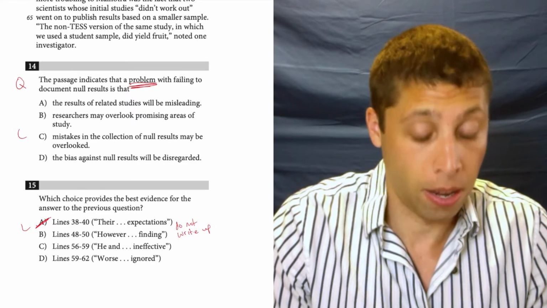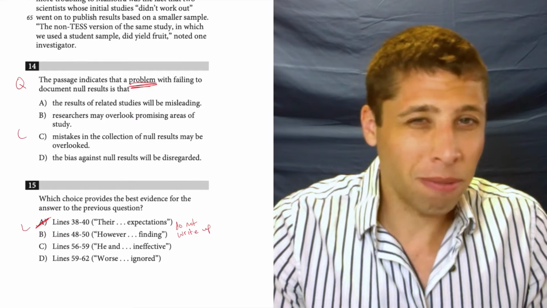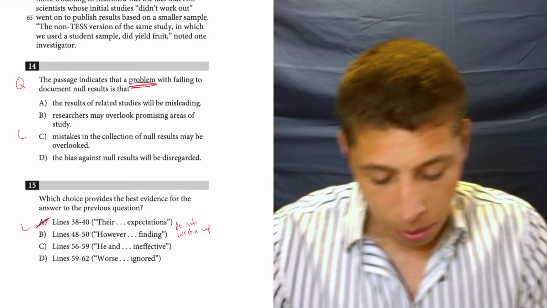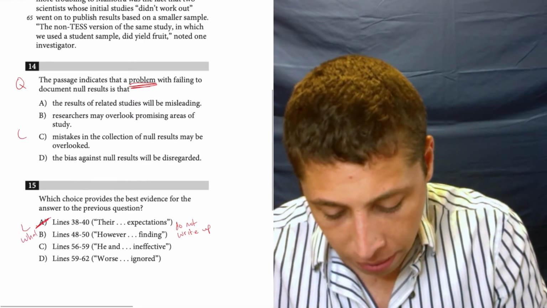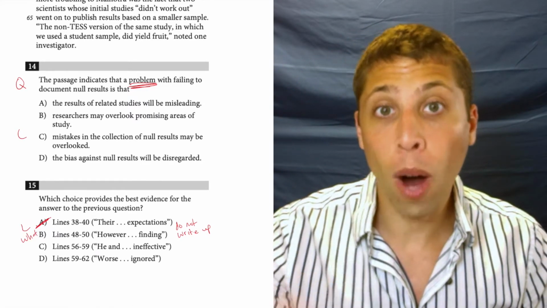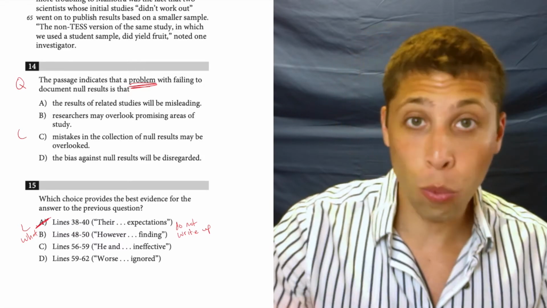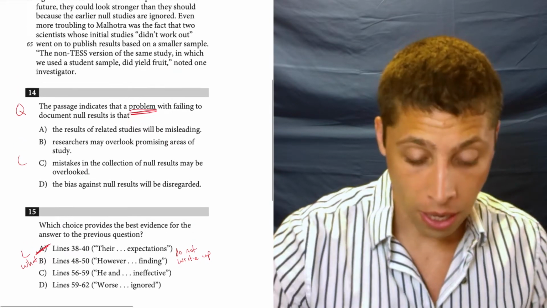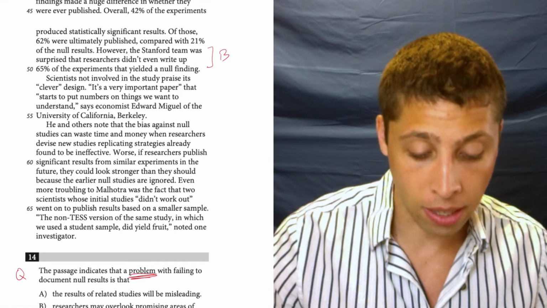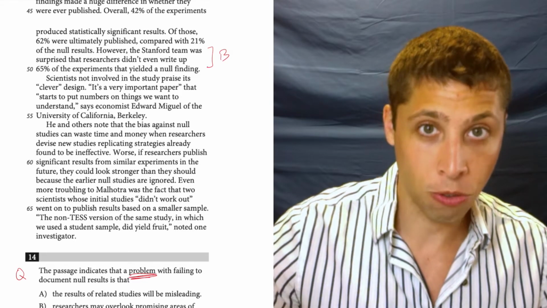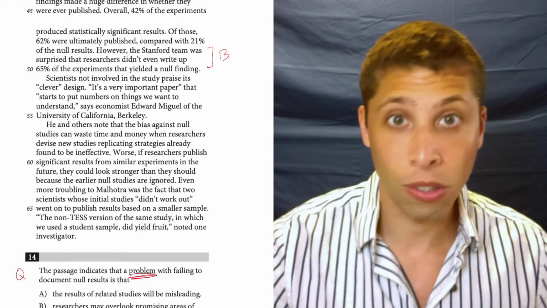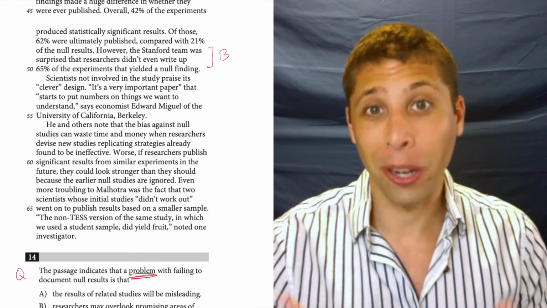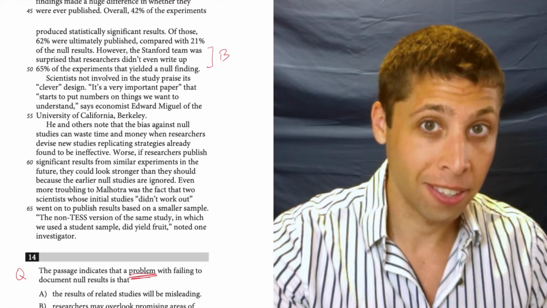Okay, fine. If you're really understanding those lines, though, you probably know that this is wrong because this is a what choice, not a why choice. It tells us what the question already told us, right? A problem with failing to document null results. This line reference is basically just saying that researchers fail to document null results. It doesn't say why that is bad. That's what we're going to really want. And we're going to want the why. This is a what line reference.